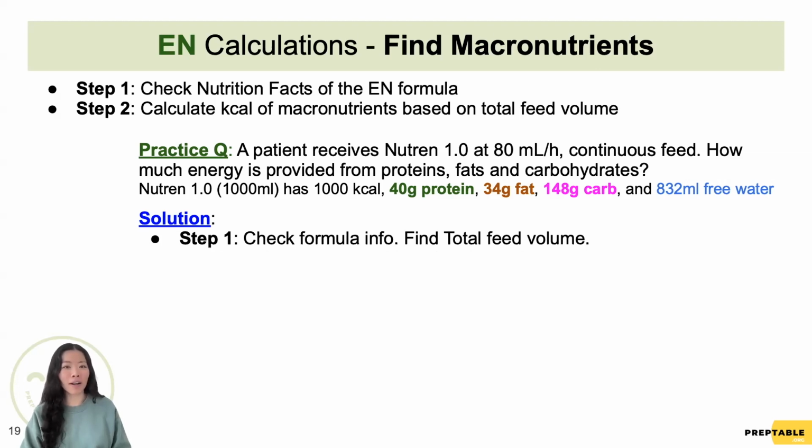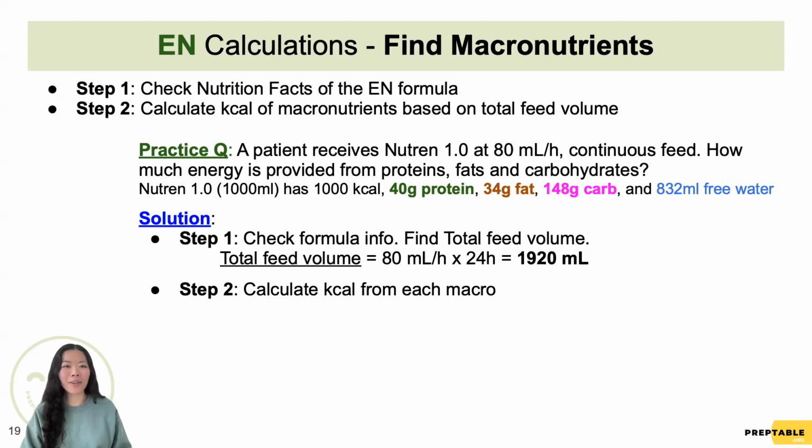As listed above, nutrient 1.0 at 1000 milliliter has 1000 kcal, 40 grams of protein, 34 grams of fat, 148 grams of carb, and 832 milliliter of free water. The total feed volume is 80 milliliter per hour times 24 hours, which gives us 1920 milliliter.